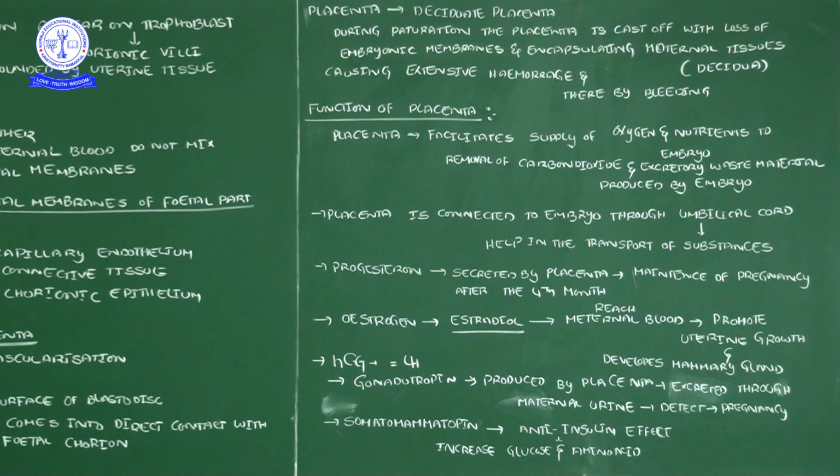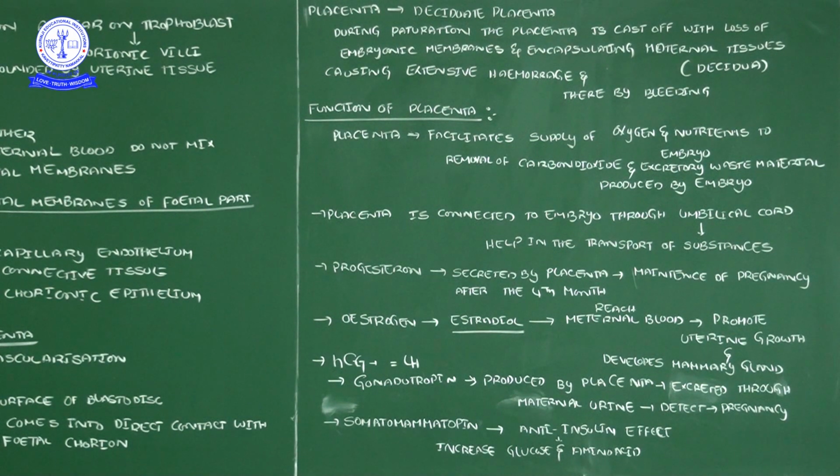This same progesterone is produced by the corpus luteum also, but the corpus luteum maintains it only up to 3 months. What is the corpus luteum? After ovulation, from the Graafian follicle the secondary oocyte is released, that process is ovulation. After ovulation, the remaining Graafian follicle cells are modified into the corpus luteum.